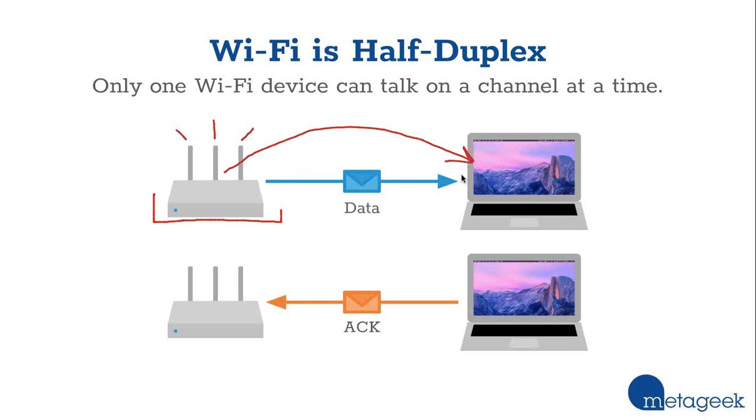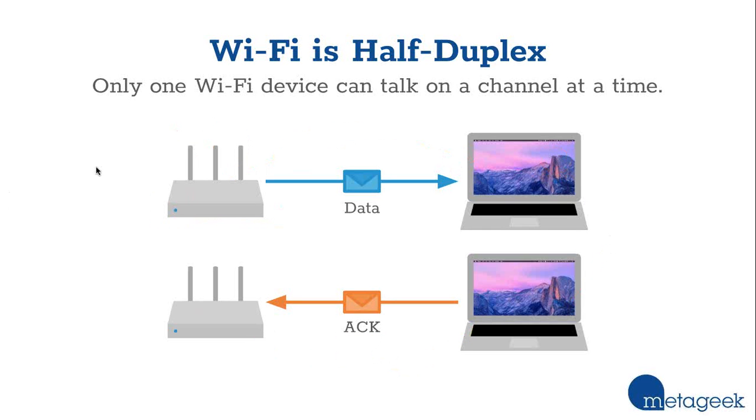Now the laptop is going to receive that data and it's going to pull out the magnifying glass. It's going to take a look at that data because it wants to make sure that it understood the data. And if it understood that data, it'll go, yep, check, I understood the data, and it will reply with an acknowledgement, or just an ACK for short, to say, yep, I received the data, and that lets the router know that it received the data.